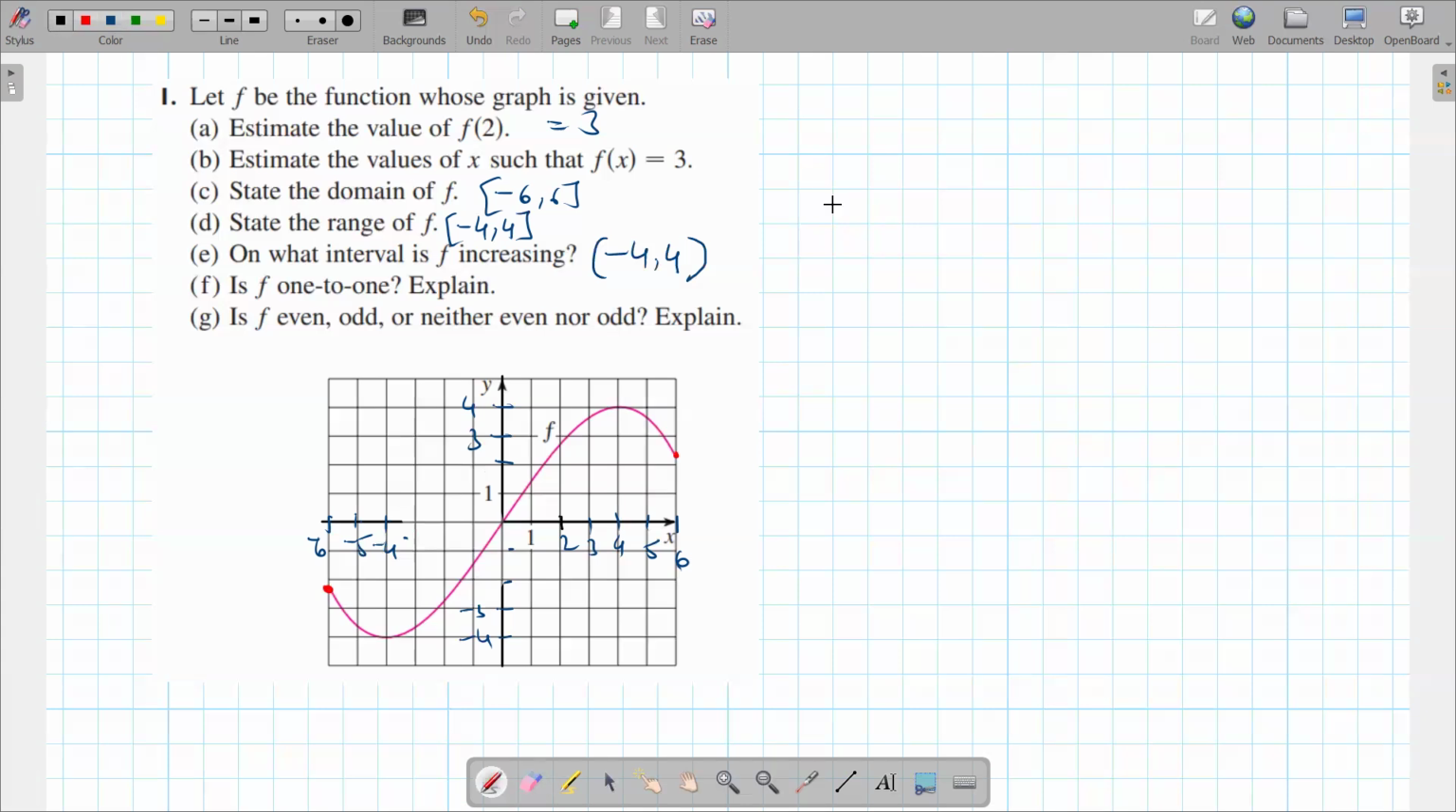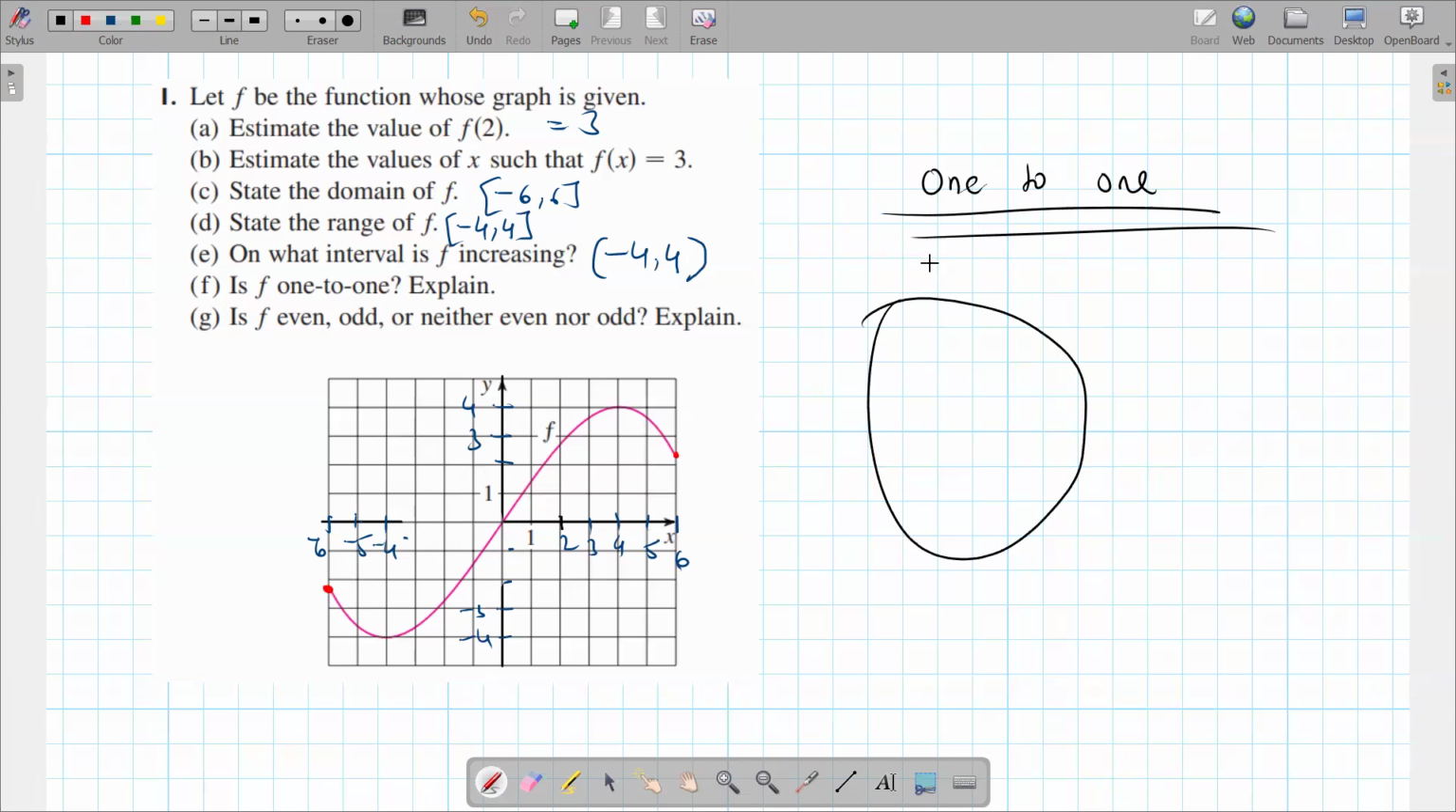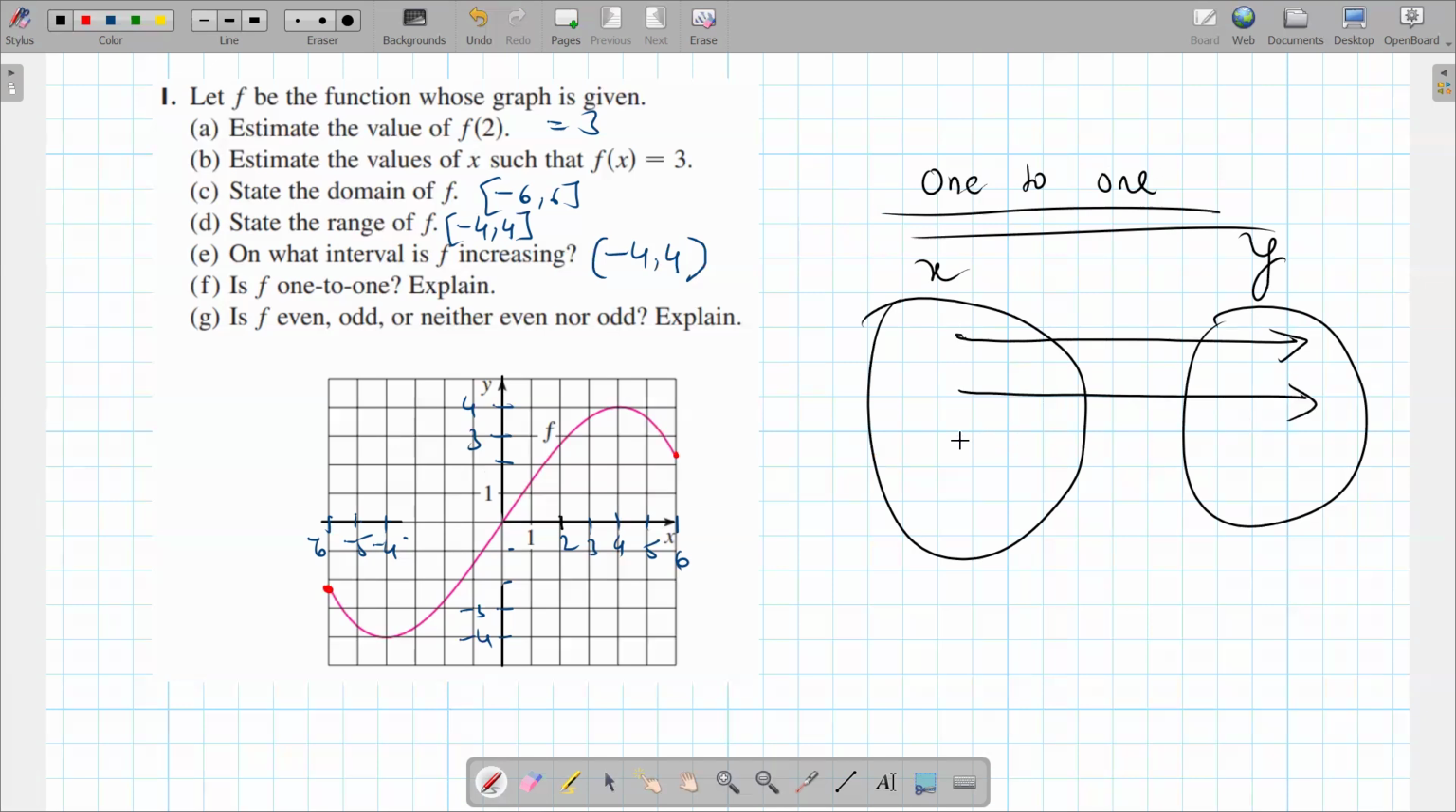What's a 1-to-1? 1-to-1 is something like this. A function where you have your x values and you have your y values. So for every x value, it corresponds to one y value like this. This is called a 1-to-1 function. So for each unique x value, there's a unique y value.